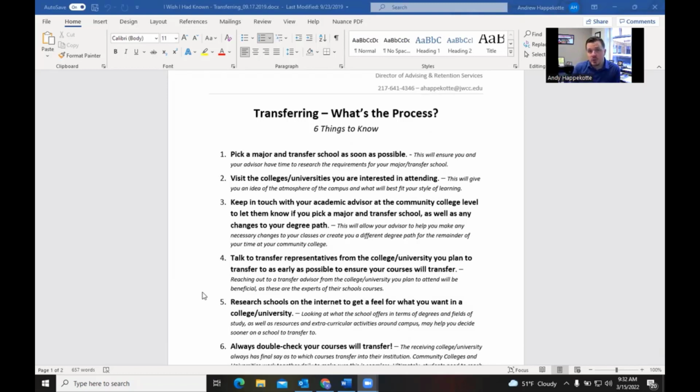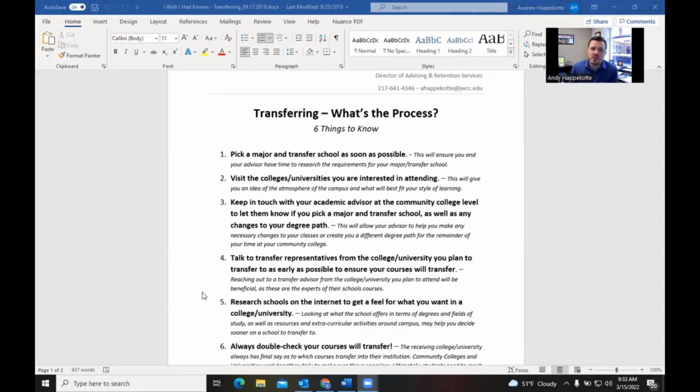Obviously, if you plan to go to an institution, whether it's John Wood or any kind of four-year institution, it is hugely important to go and visit those places, because you're not going to get a true experience of whether a place is a good fit for you until you're physically present there.